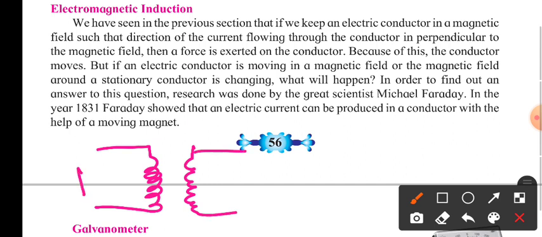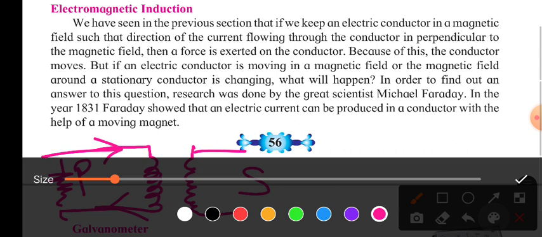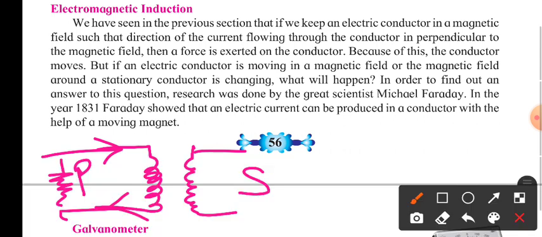If I call these two coils the primary coil and the secondary coil, and power is supplied across this, a battery is used over here, then the current starts to flow in this. Once the current starts to flow, this will produce a magnetic field around itself, and this magnetic field will pass over to the second coil.